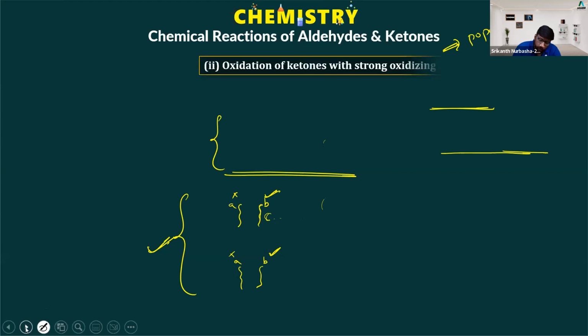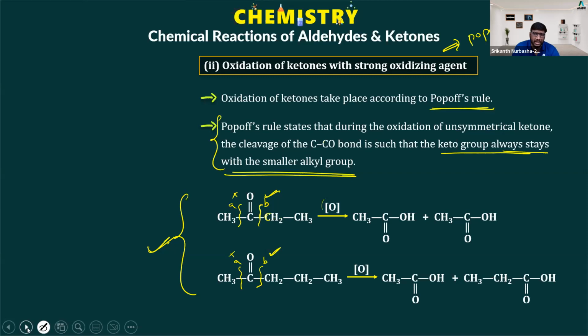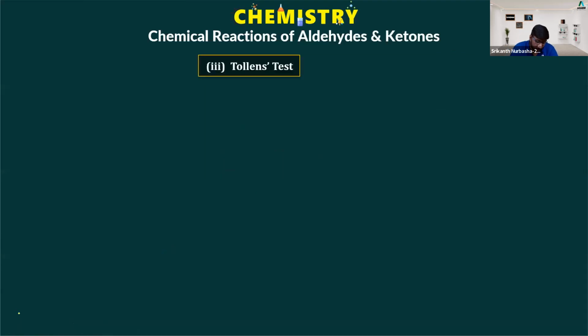And as I have told you, aldehydes can be oxidized with the help of milder oxidizing agents also. But to oxidize ketones, a stronger oxidizing agent is always required. Why? Because in aldehydes we have an oxidizable hydrogen, whereas in ketones such oxidizable hydrogen is not present. That is the point. So the milder oxidizing agents are Tollens reagent, Fehling's solution, and Benedict's solution.